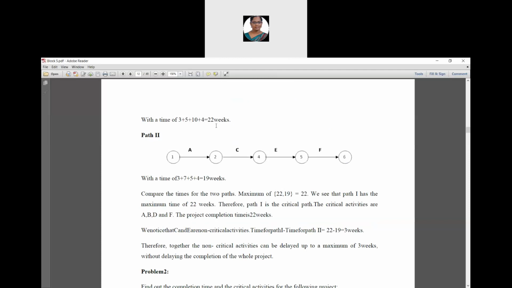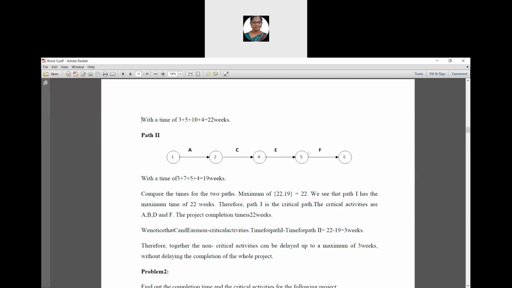Then path 2 starts again from the first node, 1 to 2, 2 to 4, 4 to 5, 5 to 6. So 1 to 2 is having an activity A and 2 to 4 is having an activity C and 4 to 5 is having activity E and 5 to 6 is having an activity F.